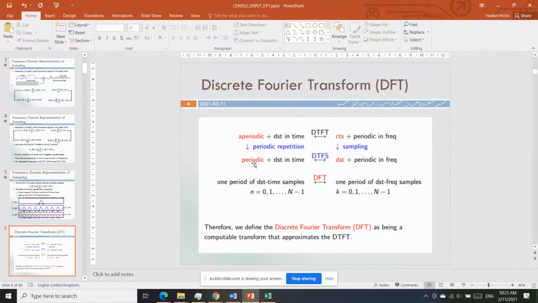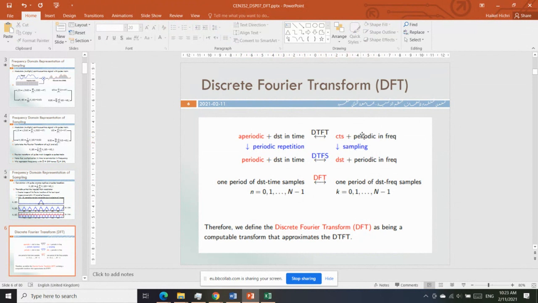So in summary, if you have an aperiodic signal, يعني أي سيجنال عادية مش بالضرورة periodic, aperiodic, and it is discrete in time, then the discrete time Fourier transform gives us a continuous signal in the frequency domain, it's periodic in frequency. يعني as soon as we sample, نتيجة sampling, and it's periodic.